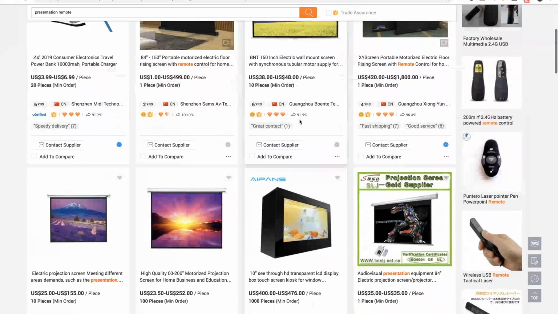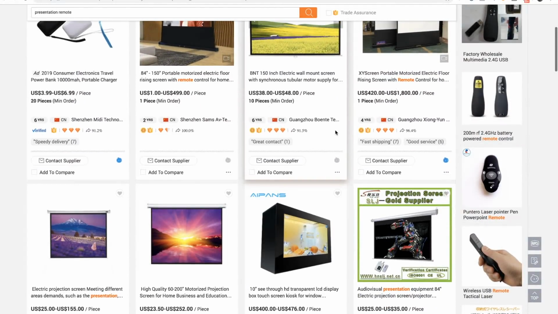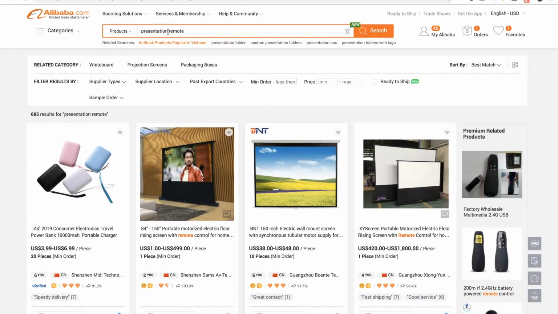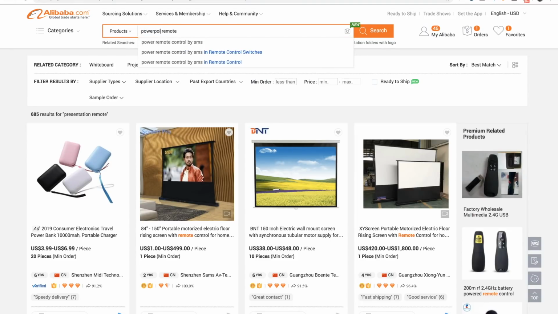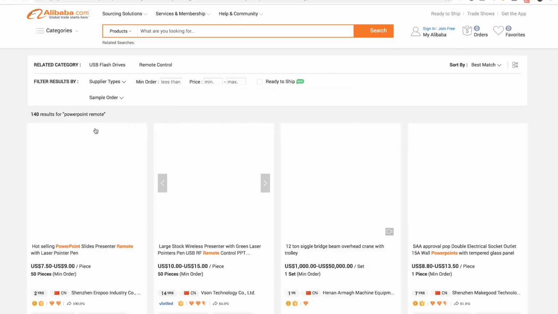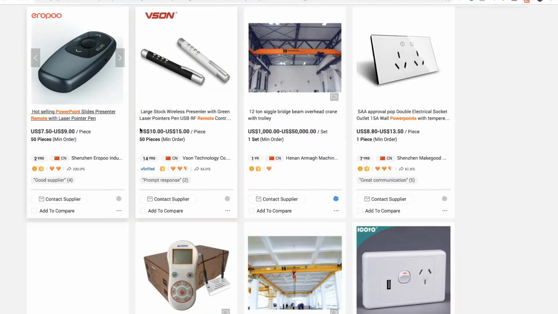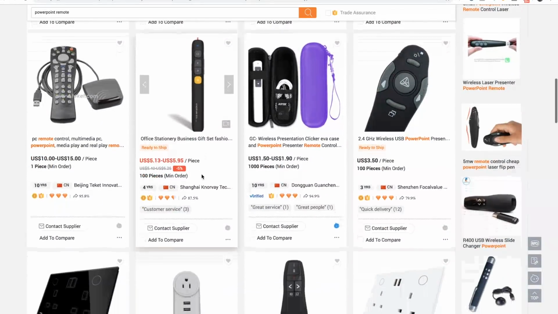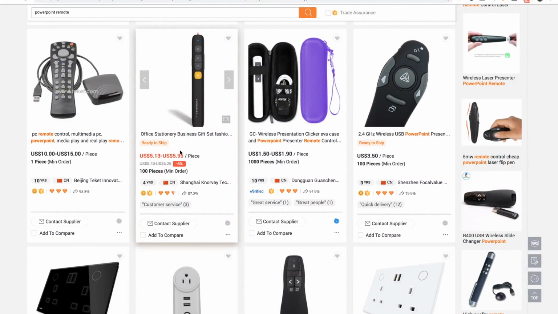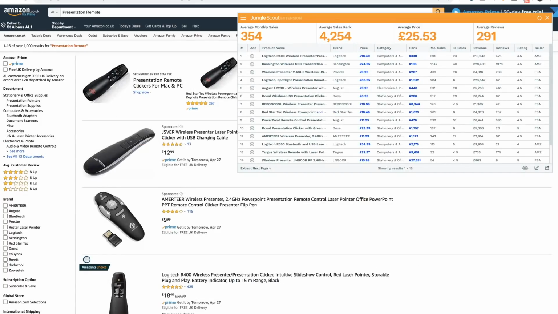I probably didn't search the best keyword there. Let's go power presentation remote. Let's go like PowerPoint remote. It might come up with something a little bit better. Okay, cool. I'll have to do some research here to find the best thing. I've seen this one on the Amazon search page. It starts at $13. Obviously, that's not going to be the actual price, which is not too bad.